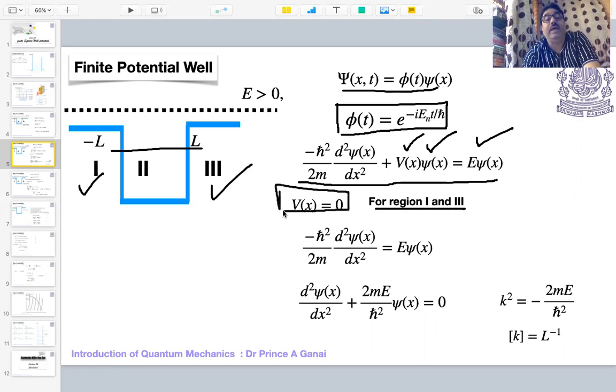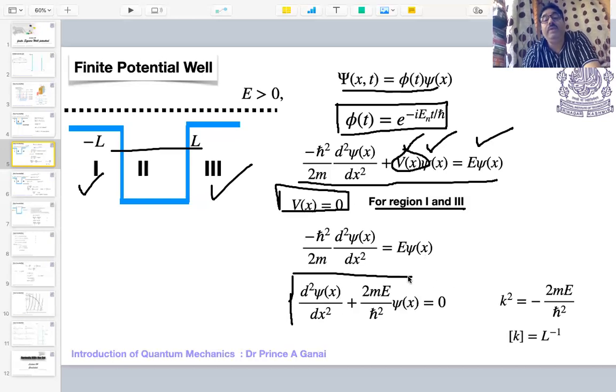So we know that potential is 0. Therefore, when V is 0, we set this equal to 0, so we get minus h cross square by 2m d2 psi x divided by dx square is E psi of x. Just a rearrangement of this equation. You can push 2m upwards and h bar square downward, and then pull them on this side, you get this differential equation. A very, very simple differential equation that we know how to solve.